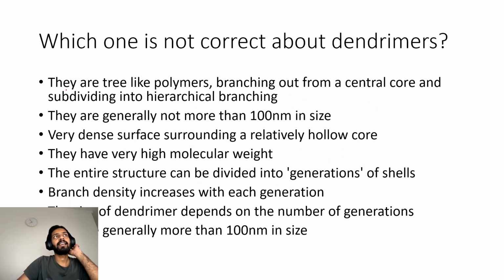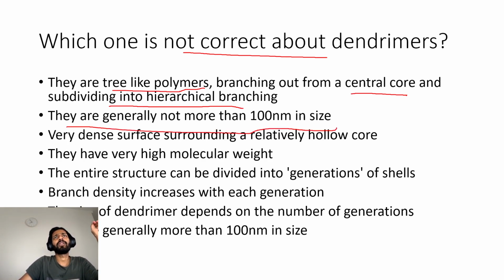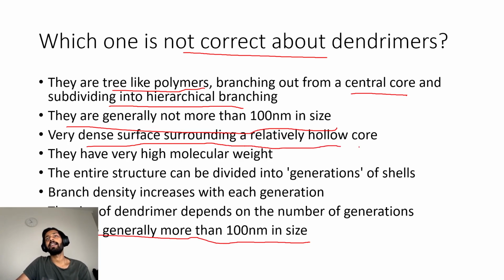So basically, what they're asking is which of the following is not correct about dendrimers? They are tree-like polymers branching out from a central core and subdividing into hierarchical branching, as we have seen. They're generally not more than 100 nanometers, or they're generally more than 100 nanometers. We'll come back to both of these questions later. But do they have a very dense surface surrounding a relatively hollow core? This is true, right? G1 has a lot of empty space compared to G3. G1 is much more inside compared to G3. G3 is outside. So this core is hollow, whereas the surface is dense.